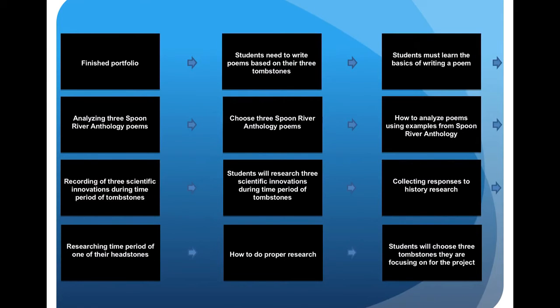So if I started with my finished portfolio and I figure out exactly what I have to do before that, then students need to write their poems before they can turn in their final product. But before they can do that, they have to learn the basics of writing a poem. In order to learn that, they are going to analyze Spoon River Anthology poems, 3 that they choose. And of course, before they can do that, they have to choose. So you can see how this works, and it takes you all the way through the progression of what students are going to do and organically kind of creates what your calendar is going to look like.